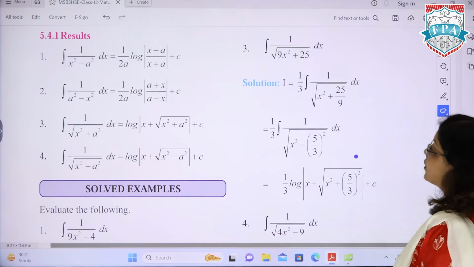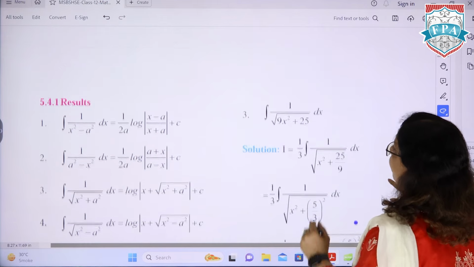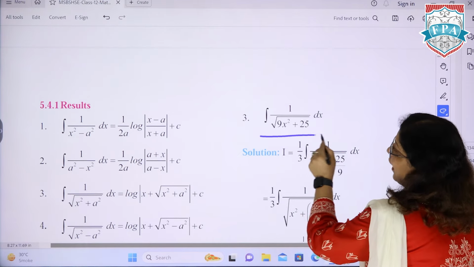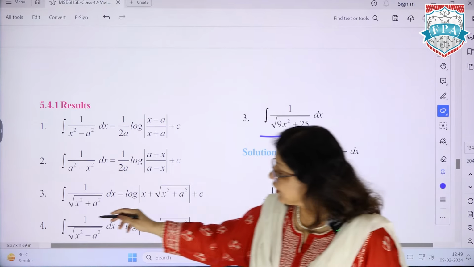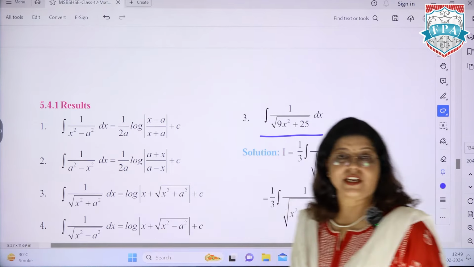So let's see the first part over here, which is dealing with root 9x square plus 25. But the formula is not of this form. When you see the formula, it is under root x square plus a square.